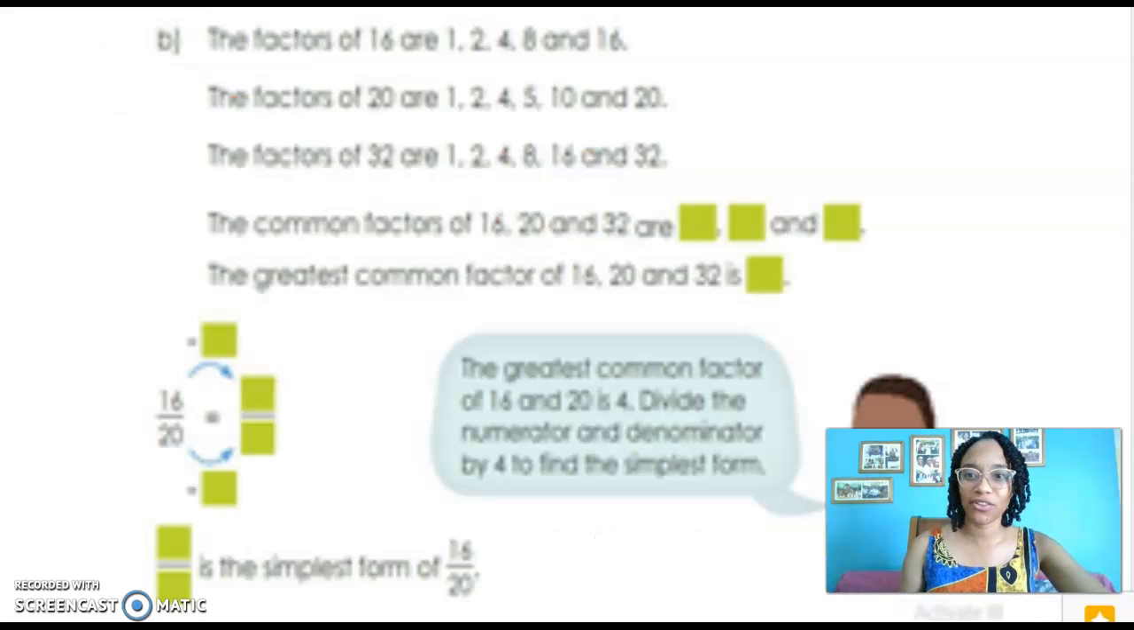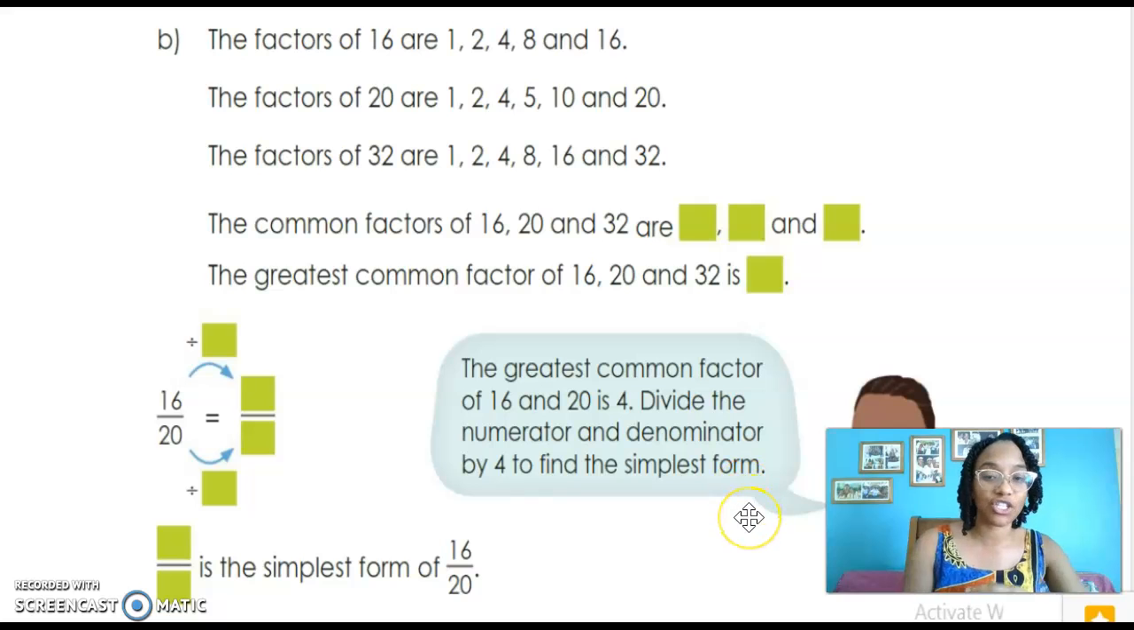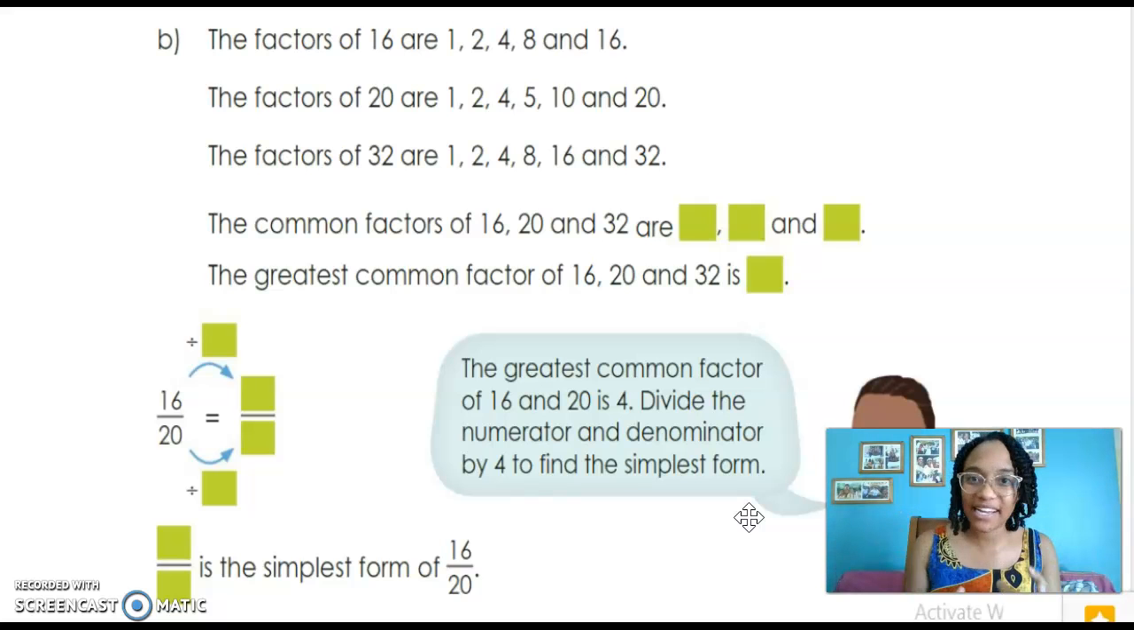Now, let's keep going with our let's remember. When we find the greatest common factor of 16 and 20, it's 4. We divide the numerator and denominator by 4 in order to simplify this into the simplest form. Now we're going back to remember fractions. In a moment, you're going to realize that there's a big connection between fractions and ratios.